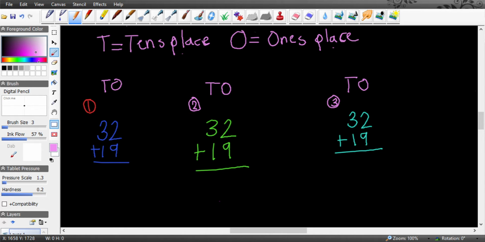So now that we grasp that, we just need to look at the question itself. So 32 plus 19 is the question we have. Step 1 only requires you to just look at the question. Not that big of a deal.